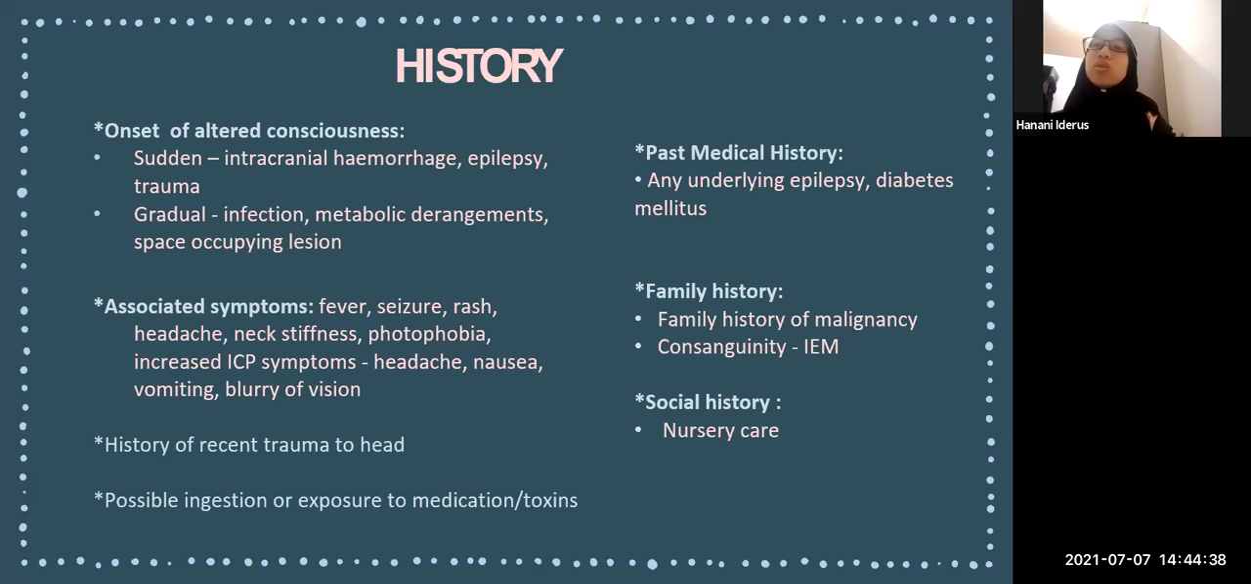And then we also need to know whether the patient has any underlying disease. For example, if the patient has diabetes mellitus type 1, we are worried that this altered consciousness may be due to DKA. We also may need to ask about family history of malignancy if we are worried about tumors, and parental consanguinity in the case of inborn error of metabolism. And maybe we can ask whether this patient went to nursery, because this may have increased the risk for infection. So next.